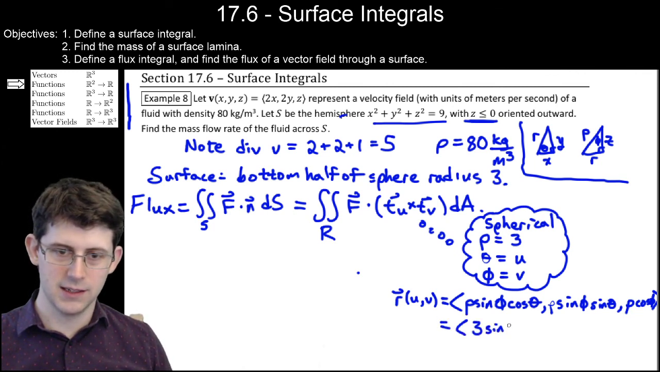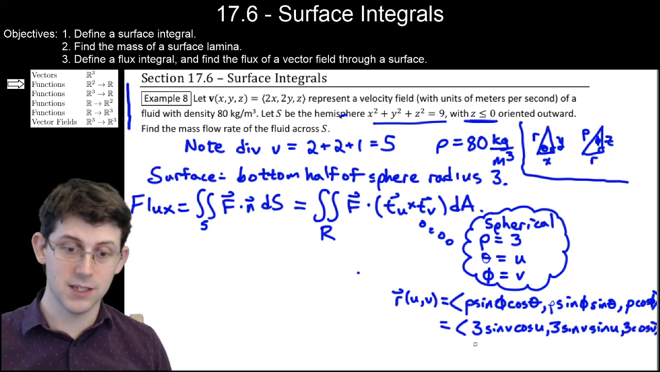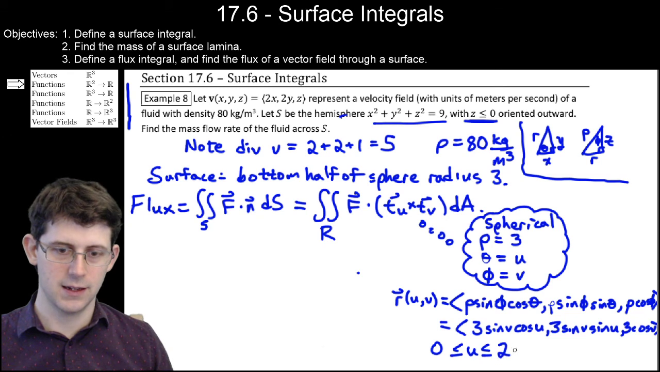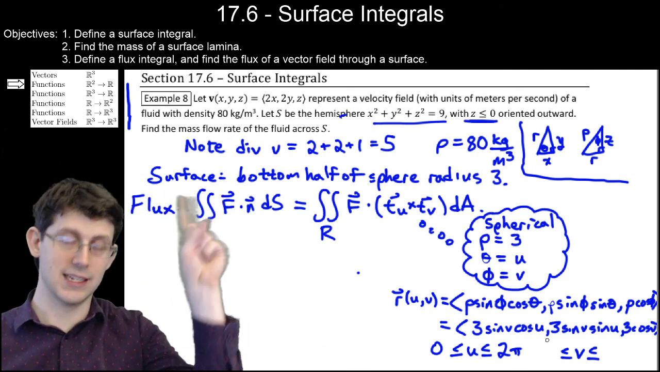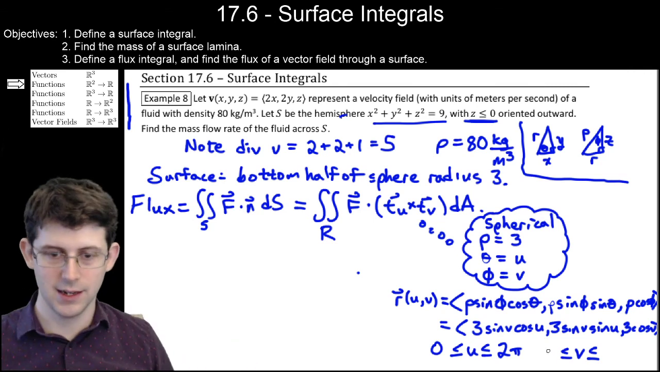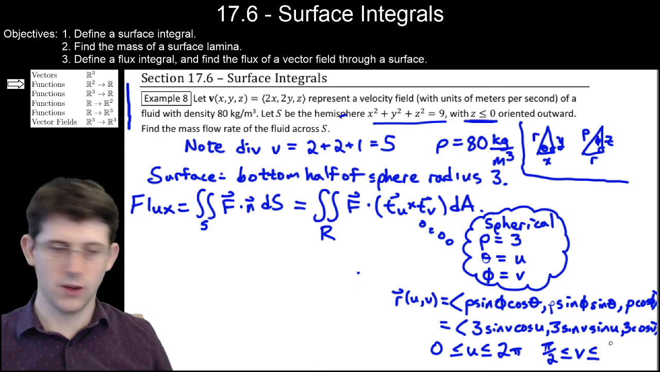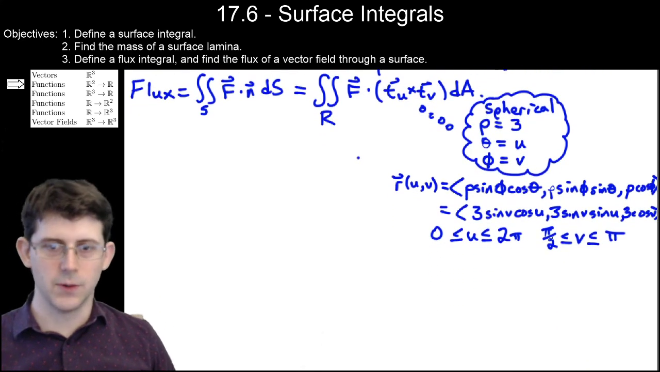So 3 sine v cosine u, 3 sine v sine u, and 3 cosine v. This is my parameterization. A parameterization should also have bounds. U is theta here. We're going all the way around the hemisphere. But since we're only doing the southern half of the sphere, I don't want to start at v equals 0. That's the North Pole. I want to start at the equator, which is v equals pi over 2, and go all the way down to the South Pole, which is v equals pi. So this is my parameterization.